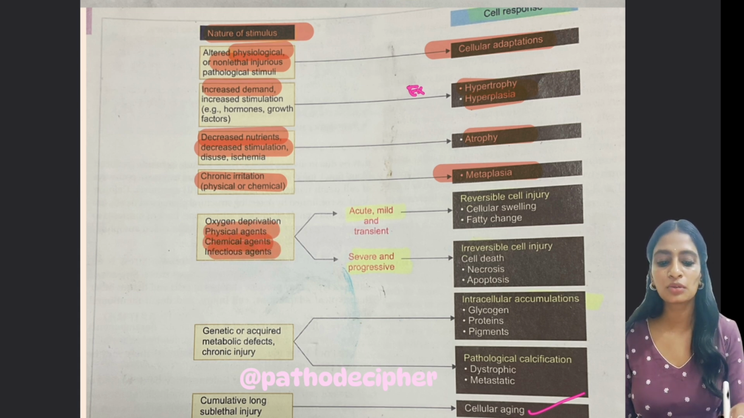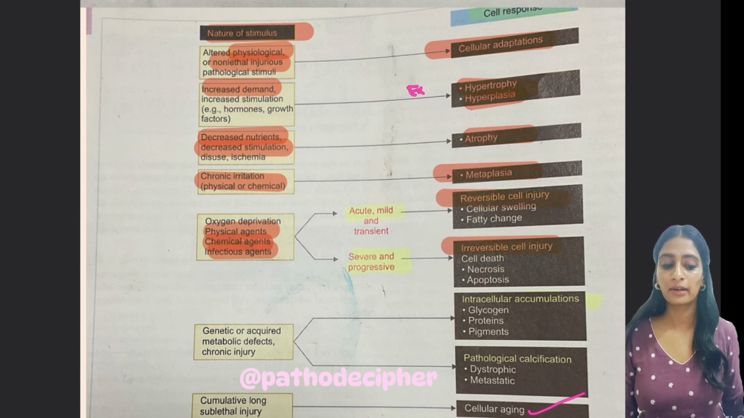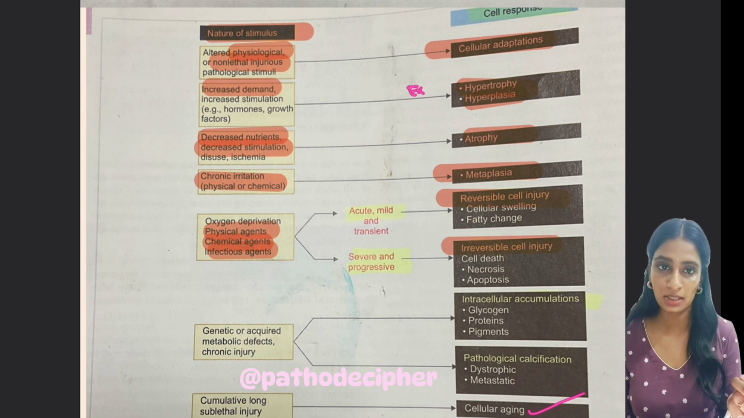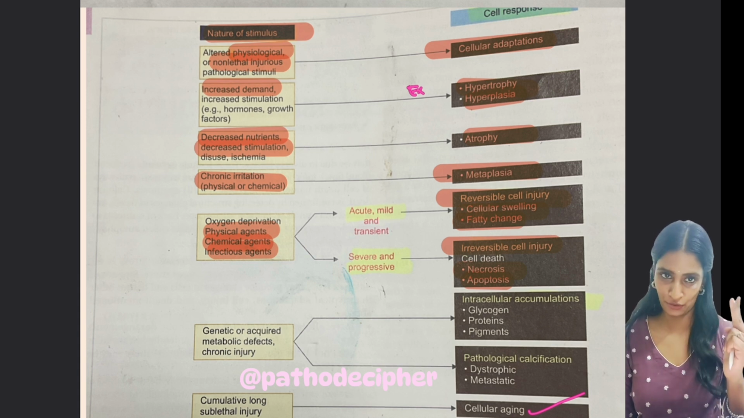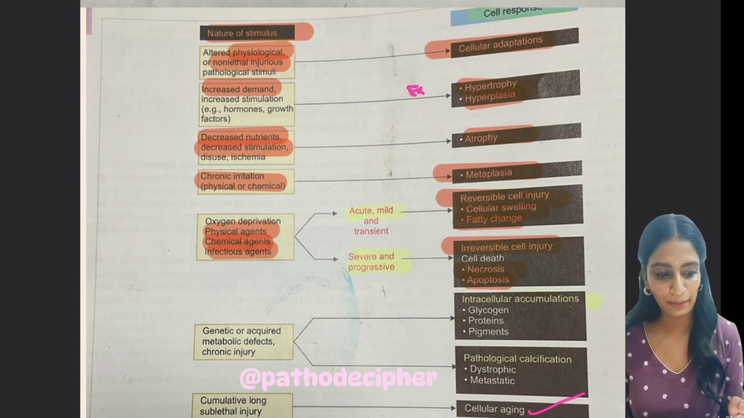So next, coming to the physical, chemical and infectious agents, they lead to cell injury, which is of two types: reversible cell injury and irreversible cell injury. In reversible cell injury, I told you the two rule: cellular swelling and fatty change are the two changes that happen. The second one is irreversible cell injury, in which we have cell death, and that again has two types: necrosis and apoptosis.